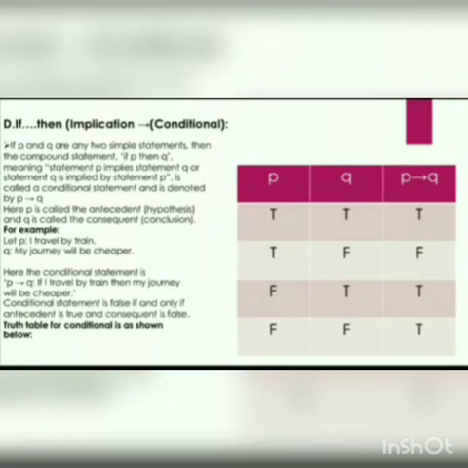Conditional statement is false if and only if antecedent is true and consequent is false. Let us take a look at the truth table for conditional statements. If statement P is true and Q is also true, then the conditional statement for both is always true. If the statement P is true and Q is false, then the conditional statement is always false. If the statement P is false and Q is true, then the conditional statement for both P and Q is true. If both the statements P and Q are false, then the conditional statement for both the statements is always true.